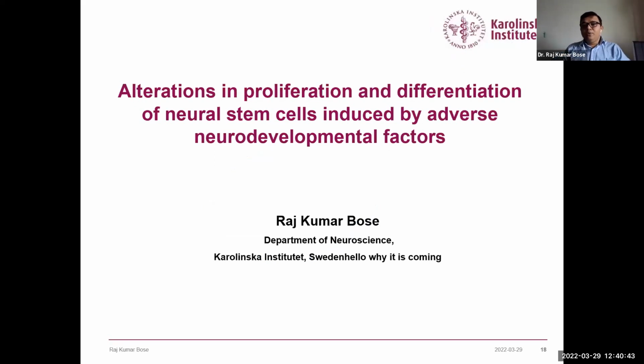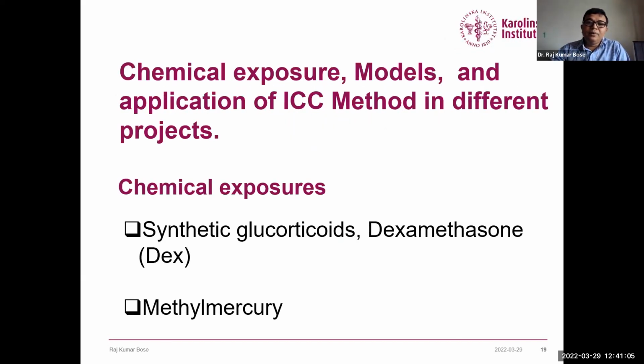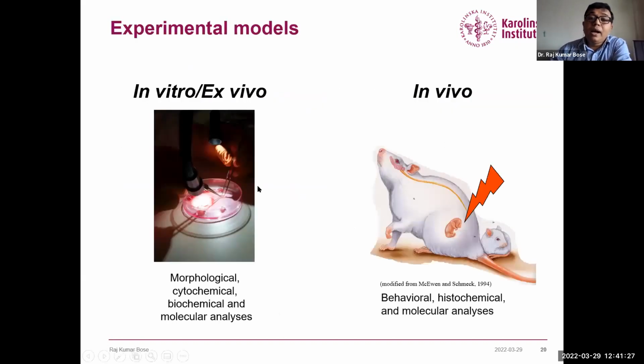So now I go to the second part of my talk. Here I will talk about my research, what I'm doing here, and I will present some of my work using this immunocytochemistry method. So before going to that, I would like to present the model and chemical exposure. For chemical exposures here, I used synthetic glucocorticoids called dexamethasone and methyl mercury, but I will mainly talk about the glucocorticoids here. I used both in vitro and in vivo models, but I have expertise with the in vitro model.